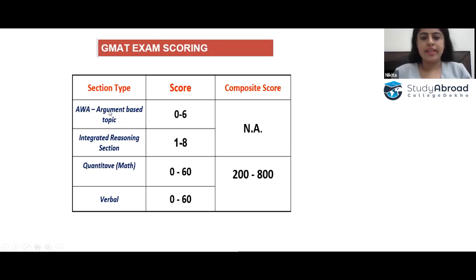Now you see this is the scoring structure. On AWA, the argument based topic, you get scores on a scale of 0 to 6. In the Integrated Reasoning section, you get a score from 1 to 8, and there is no composite score in relation to it. You get the scores as they are. But in Quantitative and Verbal, you score from 0 to 60, which is converted to a composite score between 200 and 800.